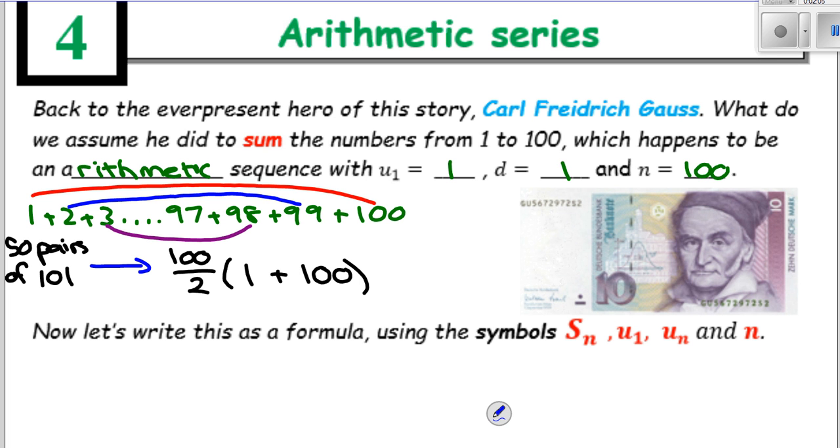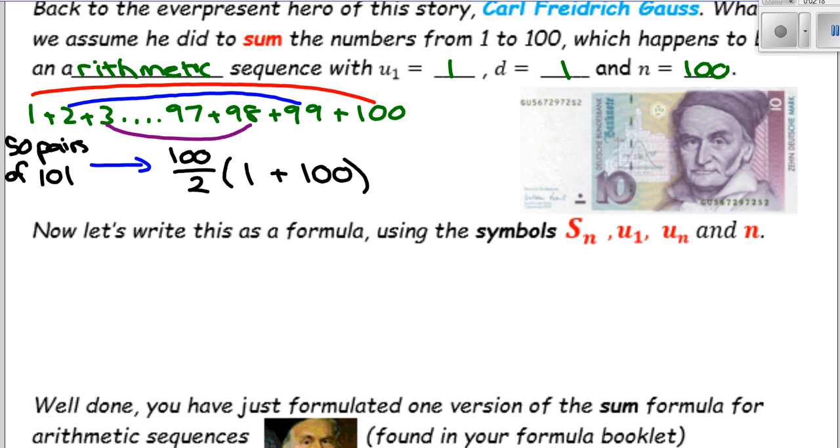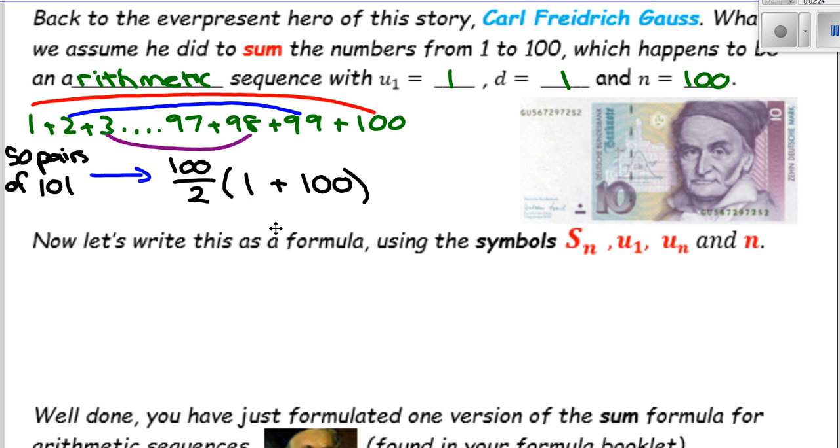So that's actually the formula in the formula booklet for calculating the sum of n terms in an arithmetic sequence. So we've naturally worked out what one of those formulas in the formula booklet is for adding up the terms in an arithmetic sequence. This one relies on you knowing the U of 1, and it relies on you knowing the final term in the sequence. So if you know what the last term in the sequence was, then this is a really easy version of the formula to use.